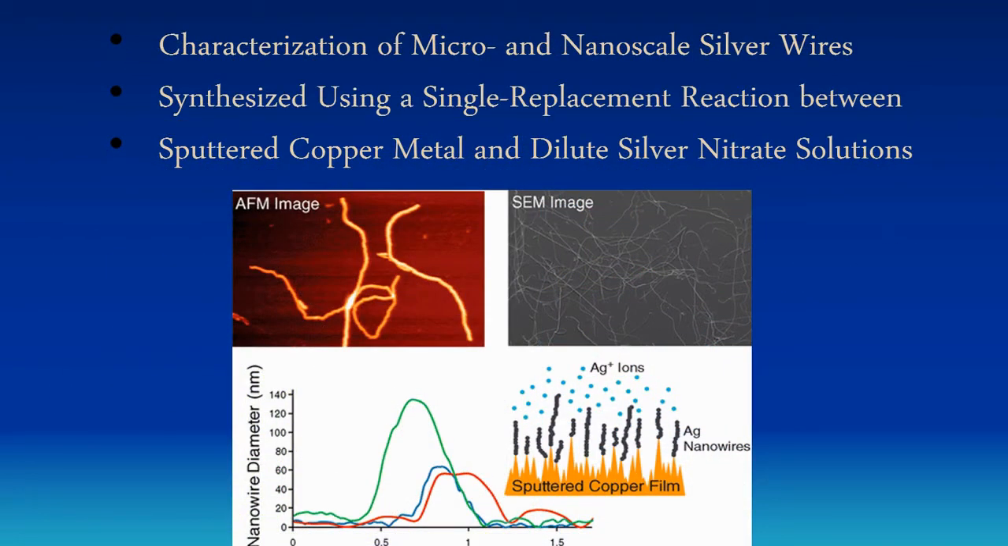Some applications of that could be making nanoscale silver wires. You could look at doing nanoscale single replacement reactions between metals. Or you can make what are called sputtered copper metal or dilute silver nitrate solutions. So with that, you can essentially make different types of nanowires with different types of metals on them. So again, this is just an example of an application of nanotechnology to make something that could be used for a different device or a different application in the real world.